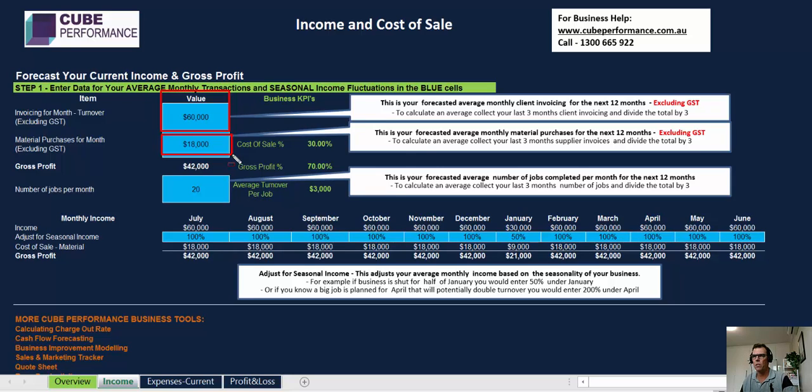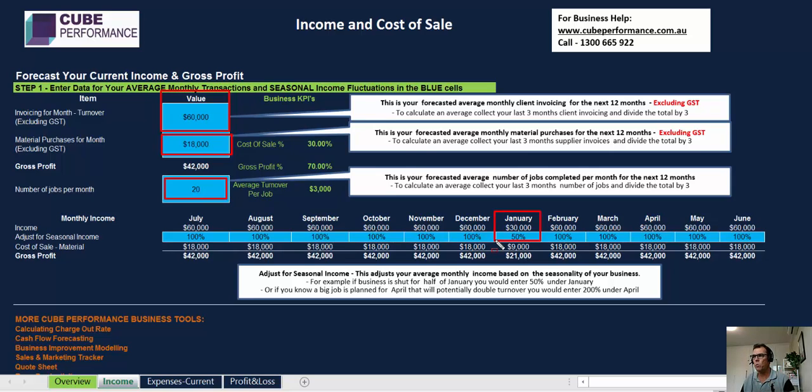to deliver that $60,000 income. And then the number of jobs that you're going to deliver over the next 12 months to achieve that on an average monthly basis. And once you've done that, the key thing is what we call seasonality. So you can see here we've got July, August, September. We're saying it's going to be 100%, 100%. I'm saying here in January, we're only going to do 50% of turnover because we're going to be shutting down for a period of time.